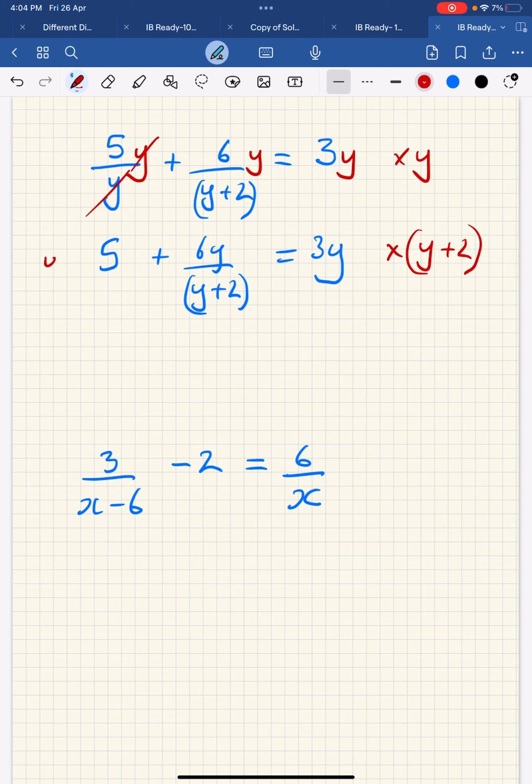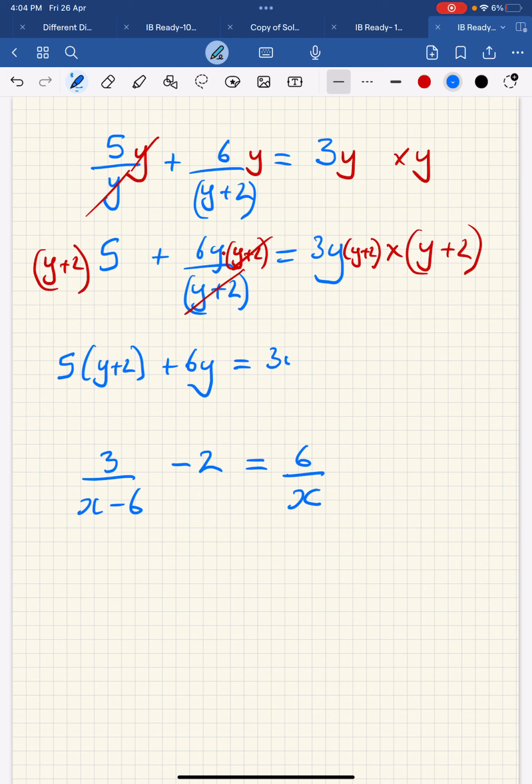So that means we have a y plus 2 here, a y plus 2 here, these are all multiplying, and we have a y plus 2 here. Now the y plus 2 times on the top and the divide cancel each other out, and so we have 5 times y plus 2 plus 6y equals 3y times y plus 2.